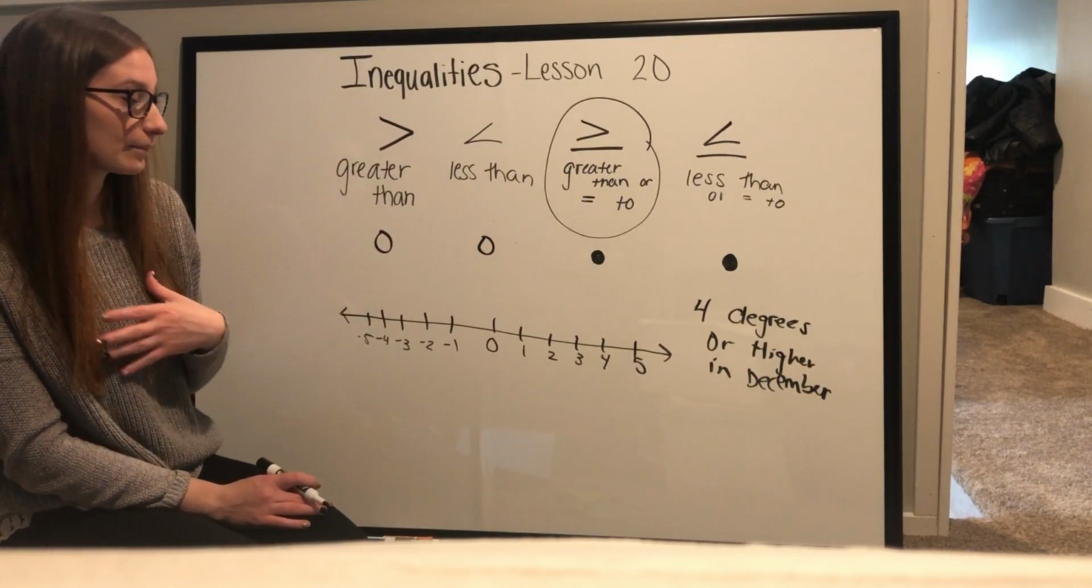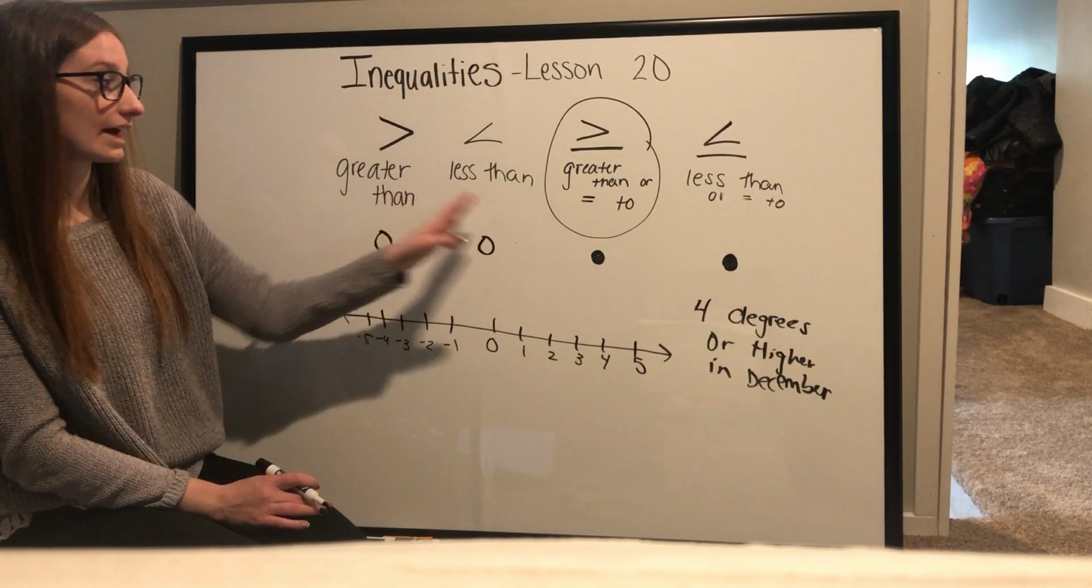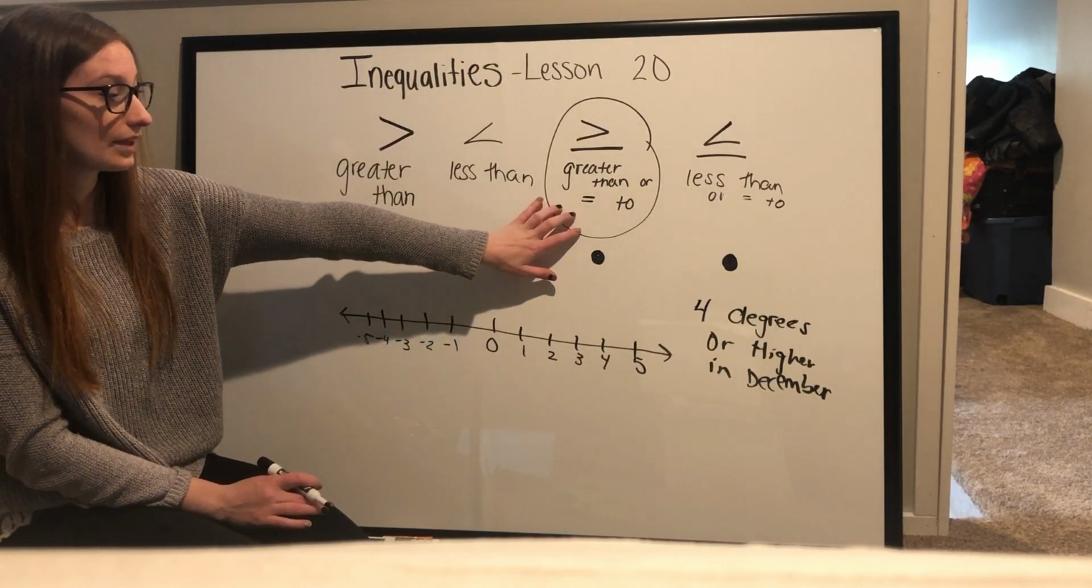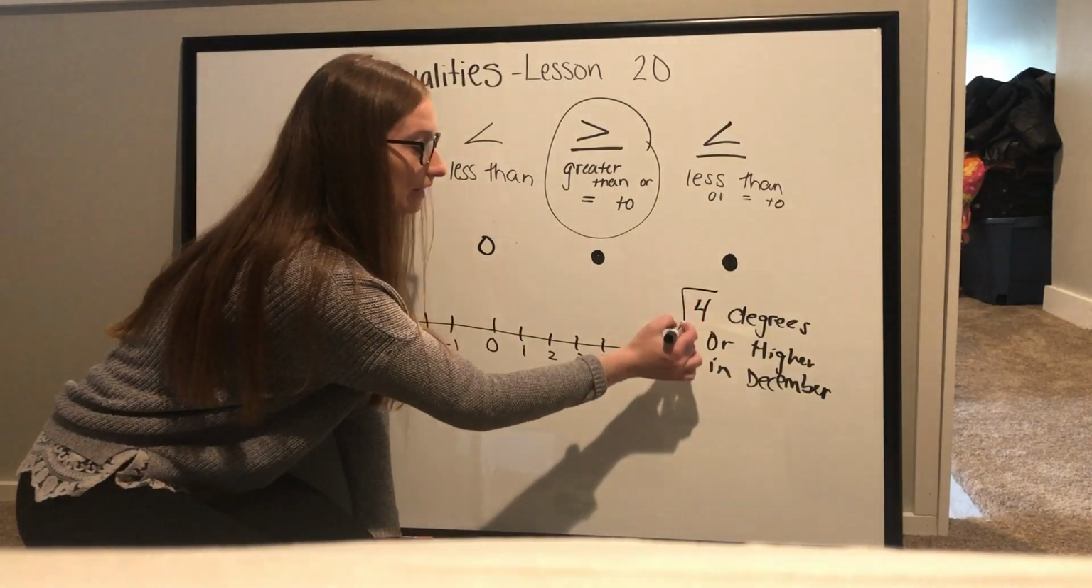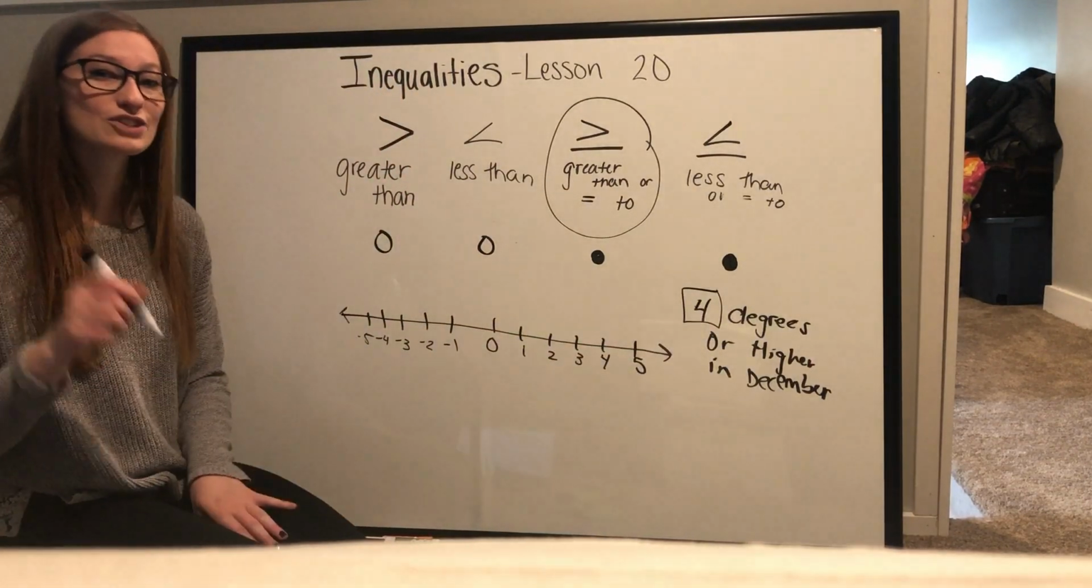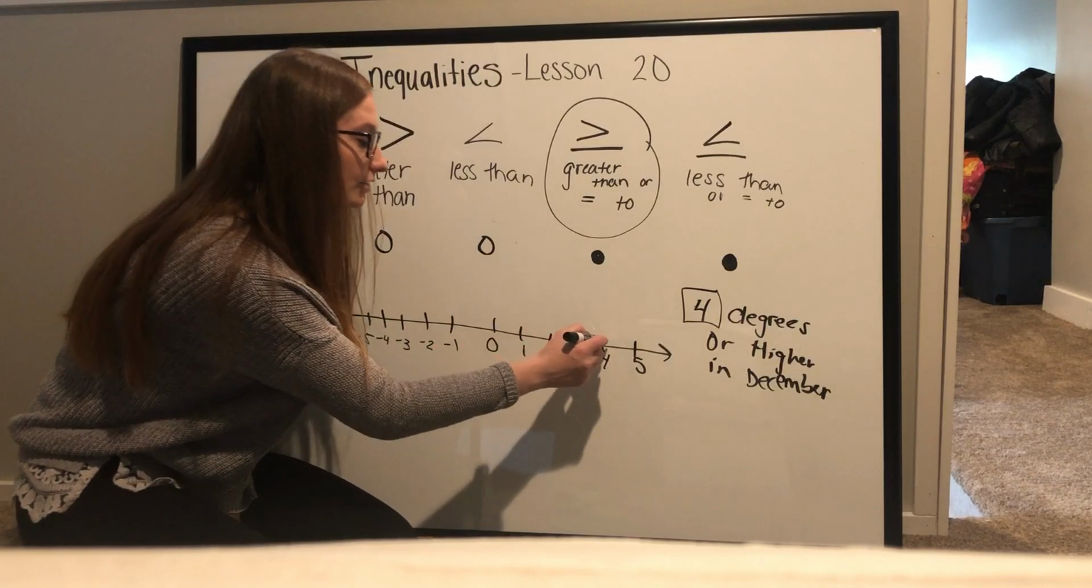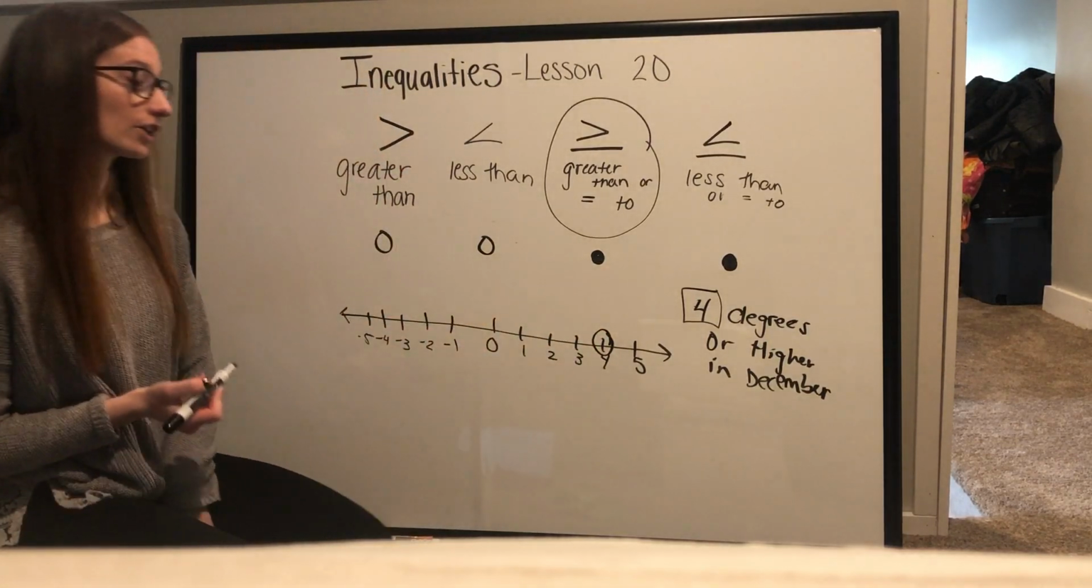So the first thing I'm going to do, once I figured out what sign I'm going to use, which is going to be this one, is figure out where to put my circle. This already gives me a number. It says 4. So that means my circle will go on the number 4. So here's the number 4. I'm going to circle it.